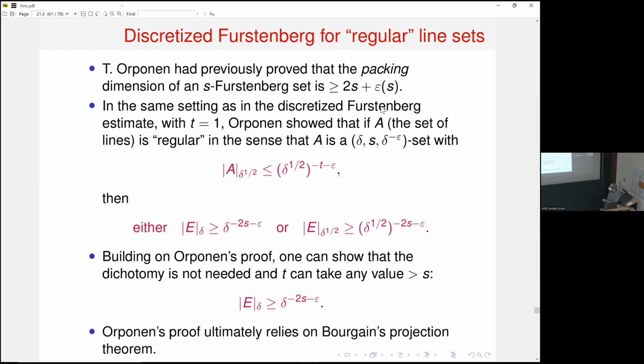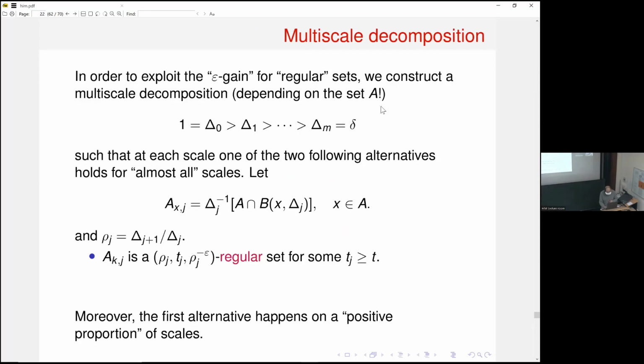Oh, by the way, Orponen's proof is a very highly non-trivial application of Bourgain's projection theorem. So at the end of the day, this epsilon comes from the epsilon in Bourgain's projection theorem that I told you is very important. Okay, so I have 3 minutes to try to explain something that I cannot explain in 3 minutes, but I'll try.